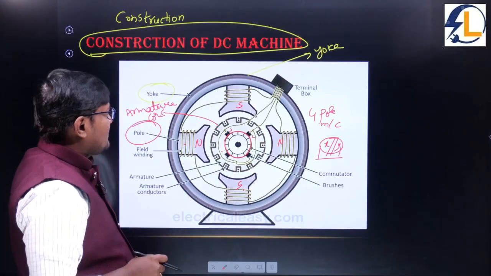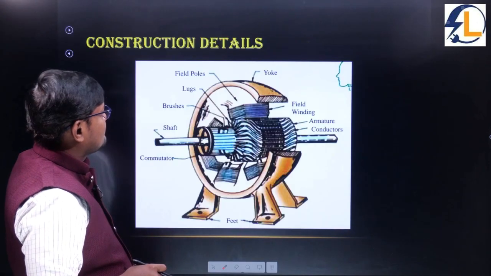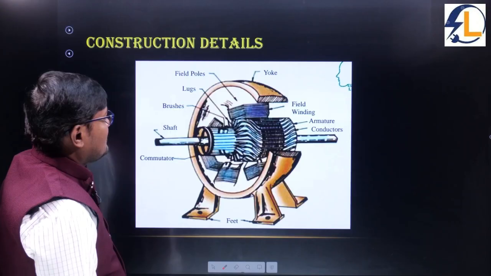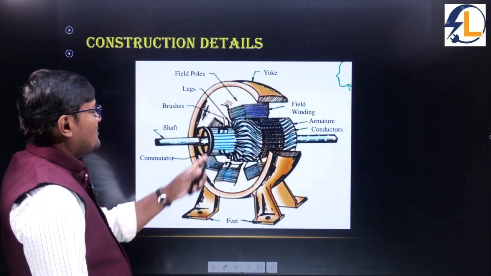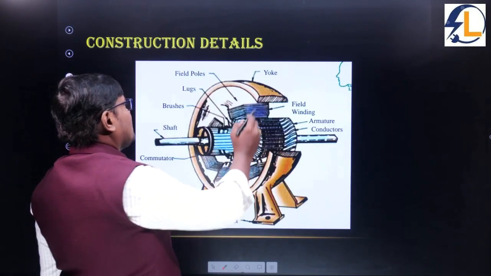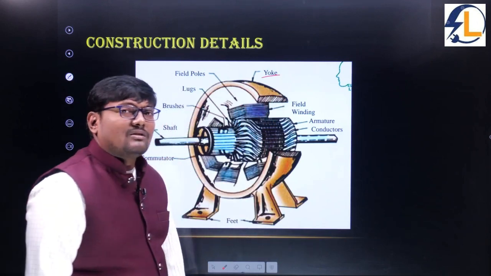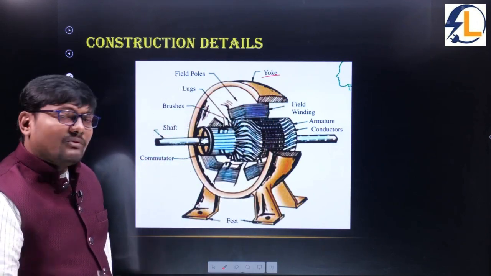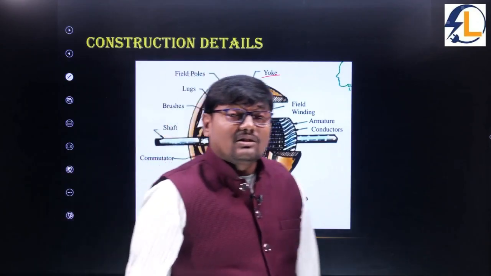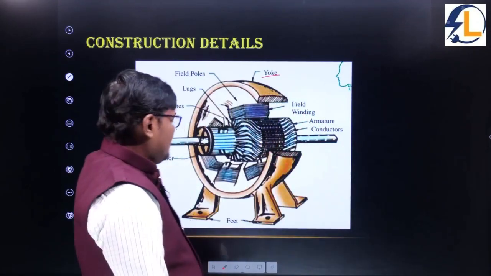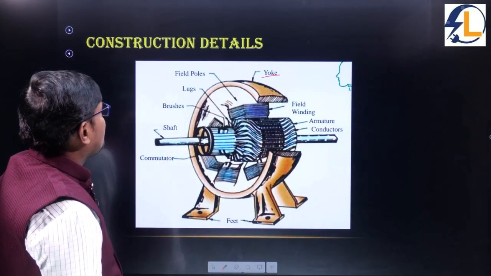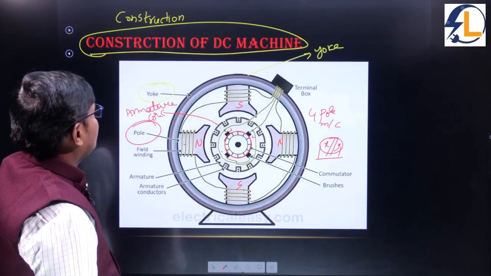Now we will discuss one by one. So this is about the constructional details. If you cut the machine, the cross-sectional view of the DC machine is like this. What is the purpose of the yoke? The yoke acts as a protecting cover for the entire machine, and it also gives support to the field poles.